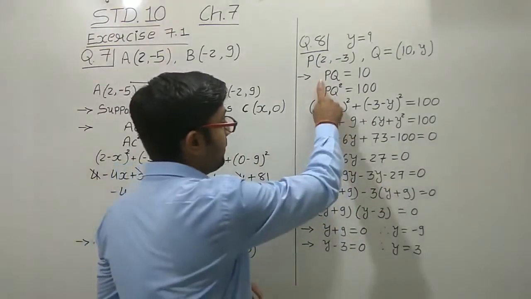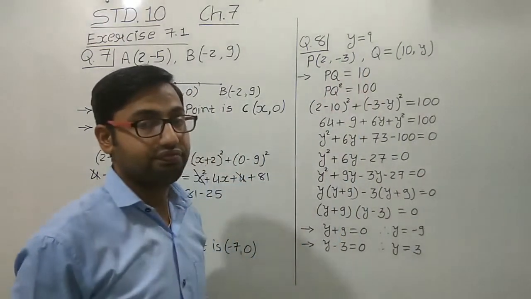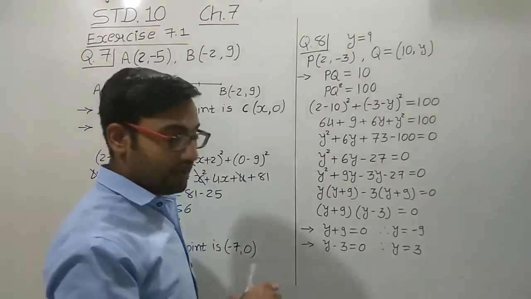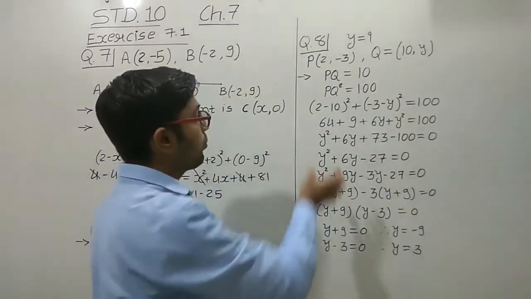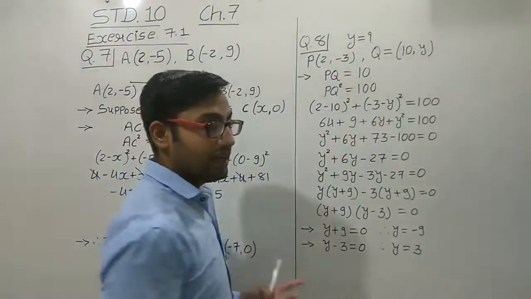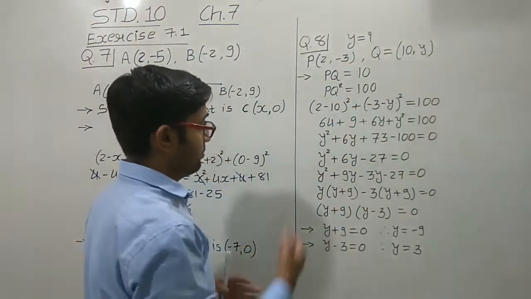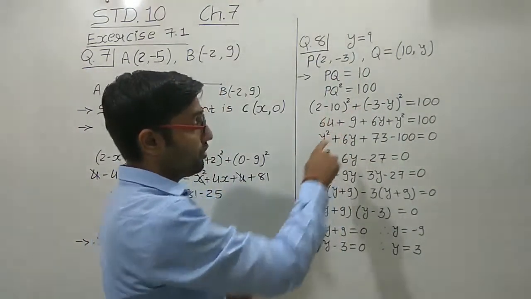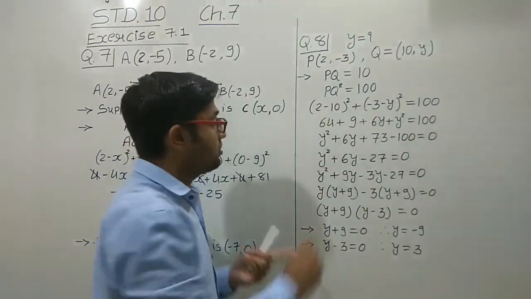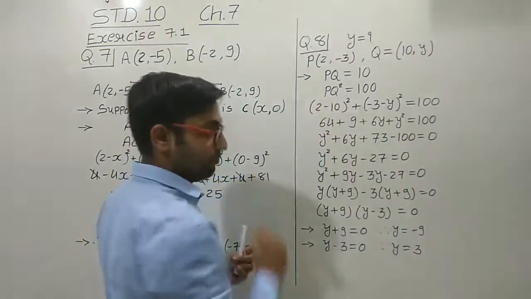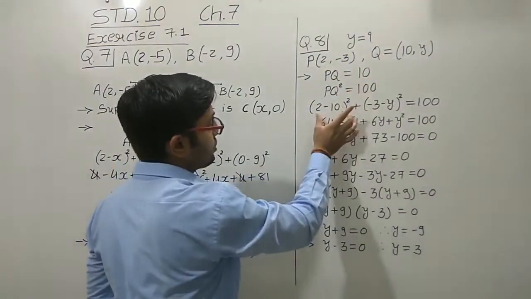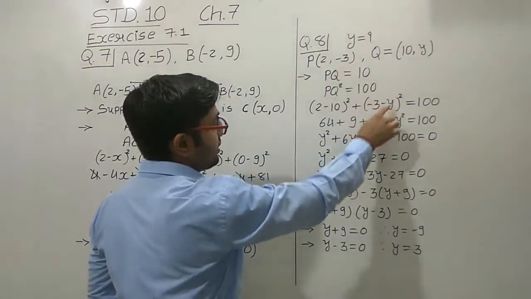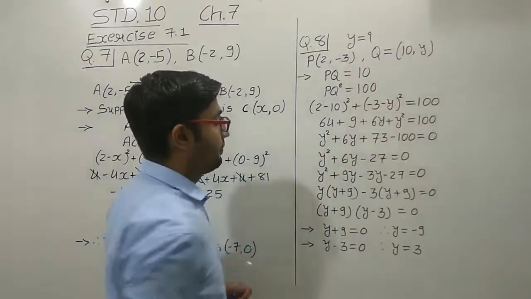So we can write PQ equals 10. Now by squaring both sides, we get PQ squared equals 100. Now we have the coordinates (-2, -3) and (10, y). Let us apply all these points here. Again, we do not have to apply the square root, because we are using the square. So PQ squared is (-2 - 10) whole squared plus (-3 - y) whole squared equals 100.